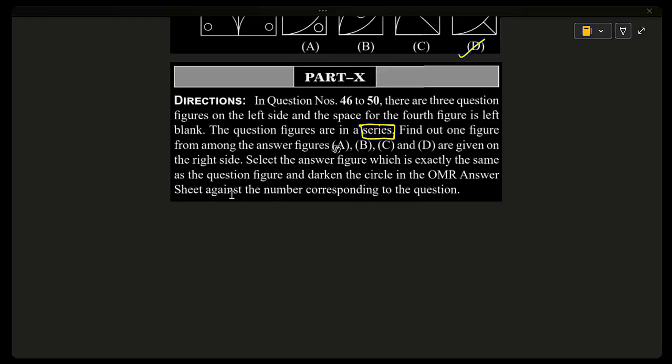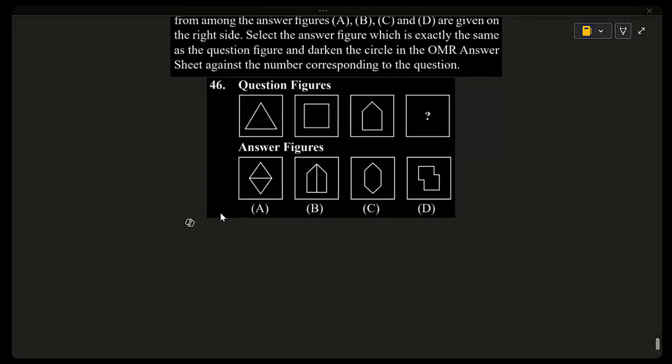So 46th question. Okay, what is happening here? You count the number of sides: in a triangle 3, square you have 4, pentagon you have 5. So it's increasing by one side every time. So you want a six-sided polygon. That is option C, that is hexagon. So the six-sided polygon is this. Okay, next question.